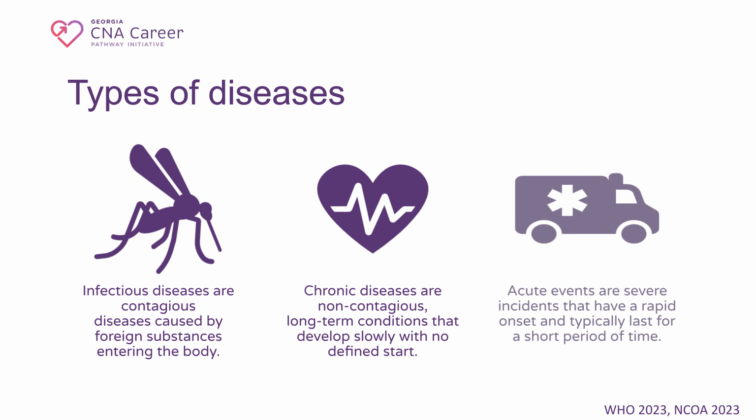Acute events are severe incidents that have a rapid onset and typically last for a short period of time. Examples: heart attack, stroke, asthma. Acute events are time-limited and can vary in severity, ranging from mild to life-threatening. It is crucial to respond in a timely manner to acute events to avoid serious complications or even death. Acute events can be linked to chronic conditions or to infectious diseases. However, the effects of acute events can lead to chronic long-term disabilities.